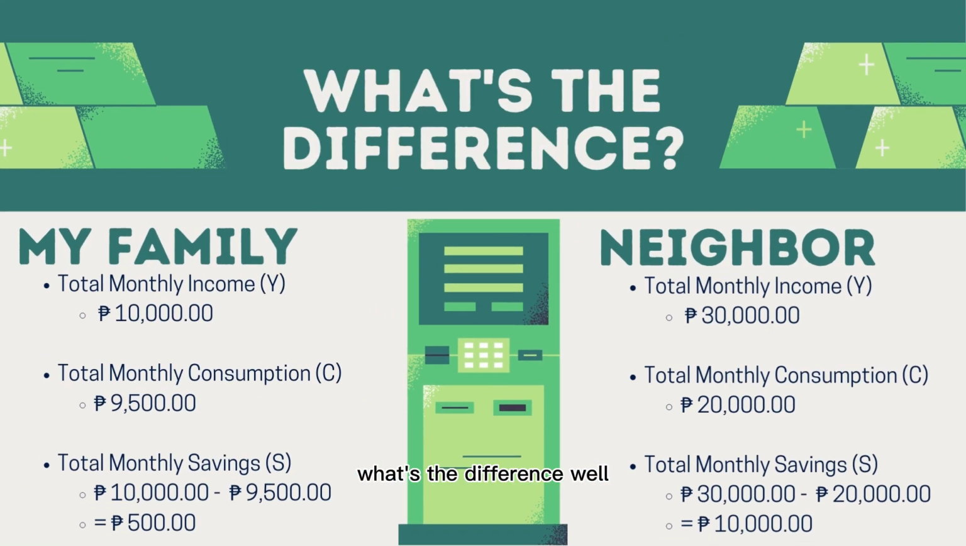What's the difference? Well, to get the savings, we need to subtract our Y, which is income, and our C, which is consumption. If we subtract my family's income, which is 10,000 pesos, and my family's consumption, which is 9,500 pesos, we will get a total of 500 pesos, which is our monthly savings.